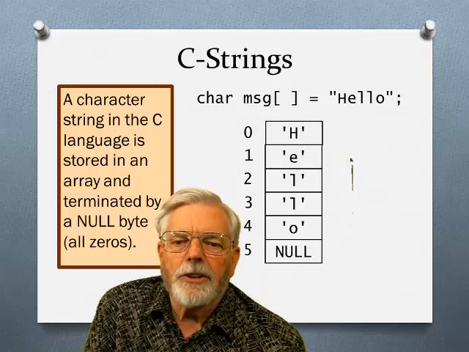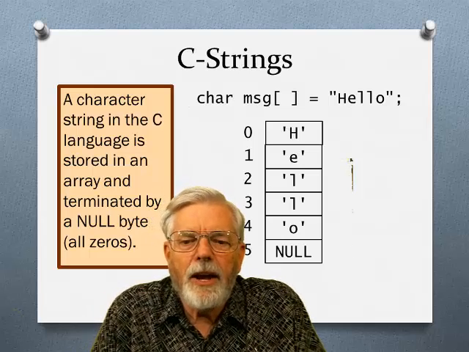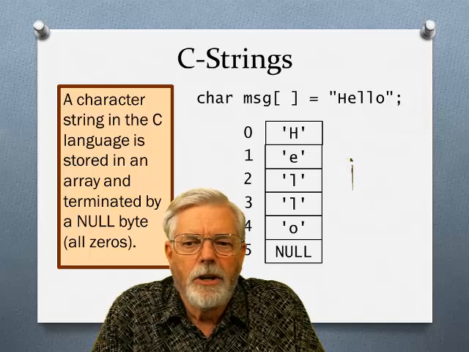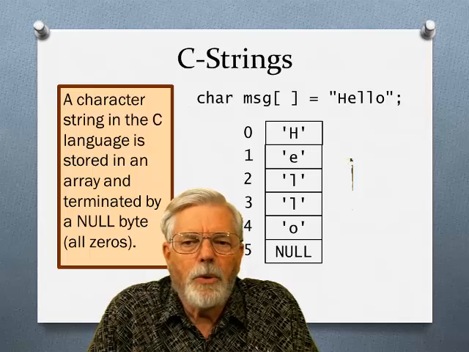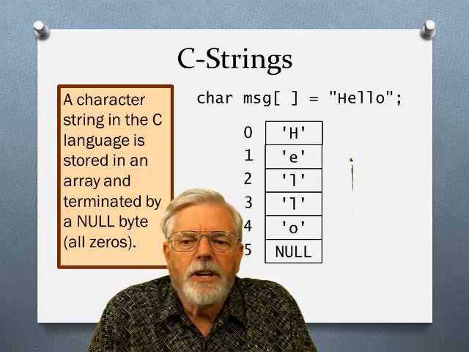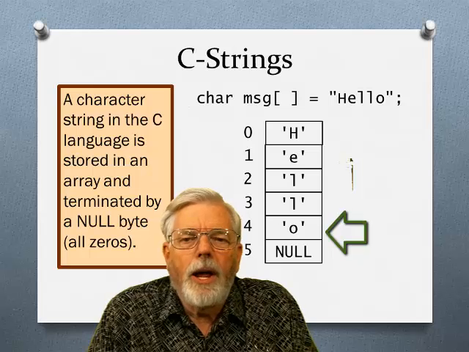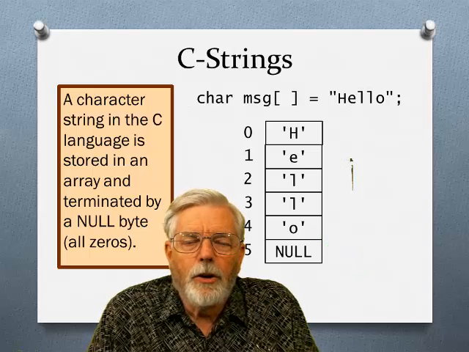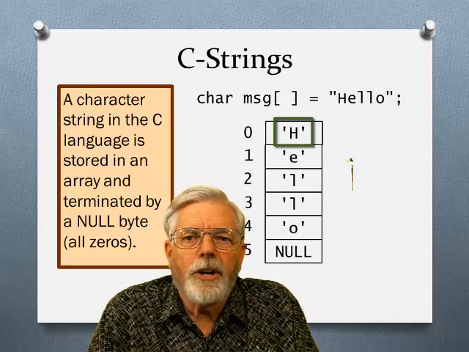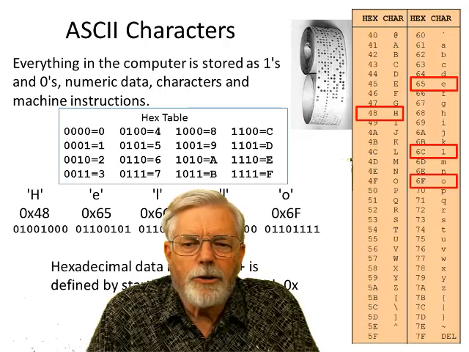Let's look at C strings. A character string in C language is stored as an array of characters and is terminated by a null byte, which is all zeros. So if I have character message equals, quote, hello, H-E-L-L-O, what I get is H-E-L-L-O, and then the null byte. If you look at this, the double quotes is used for a string, and a single quote is for a single character. Those codes are based on the ASCII character set.